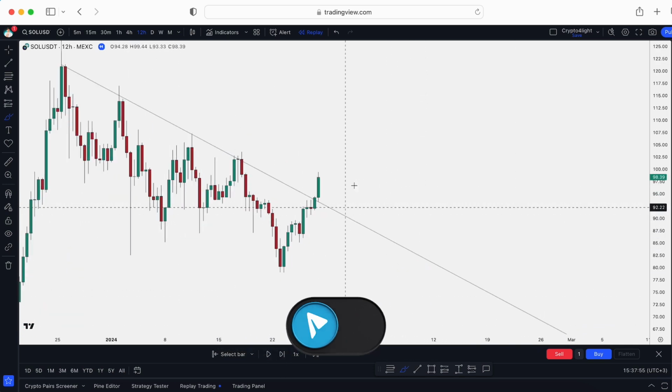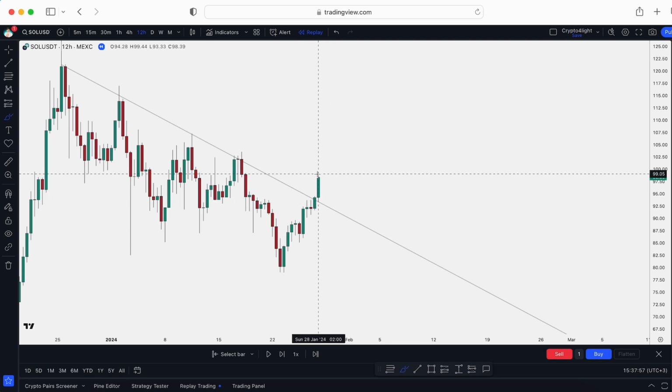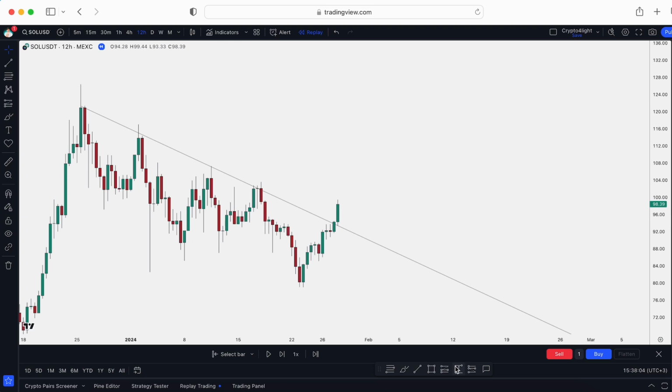Next candle. So this candle is breaking out. By this strategy, you have to open a trade on the next candle and add a stop loss under this candle, which breaks out of the trend line, or under this one, which is the closed candle.